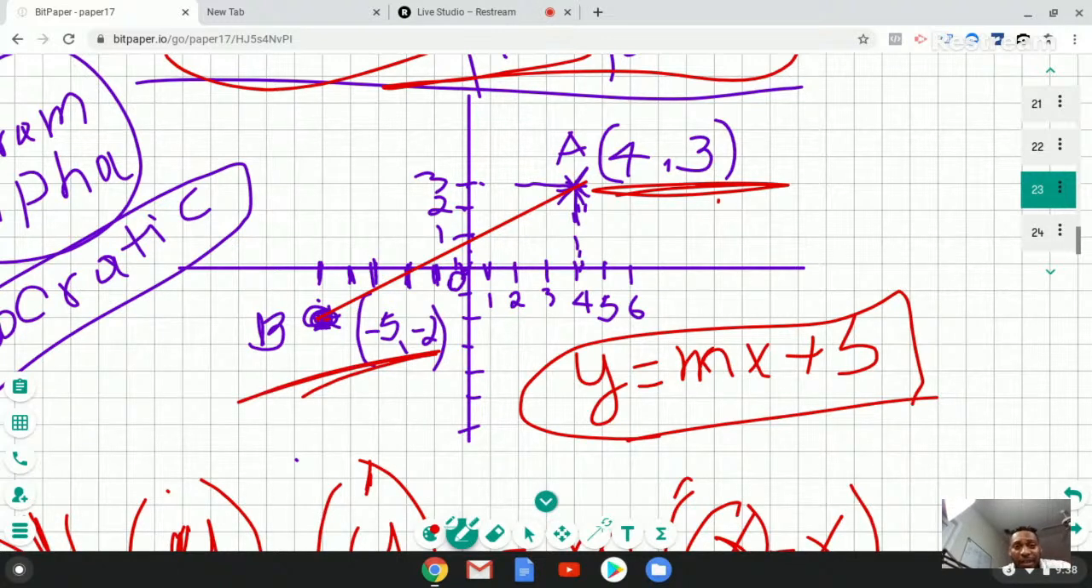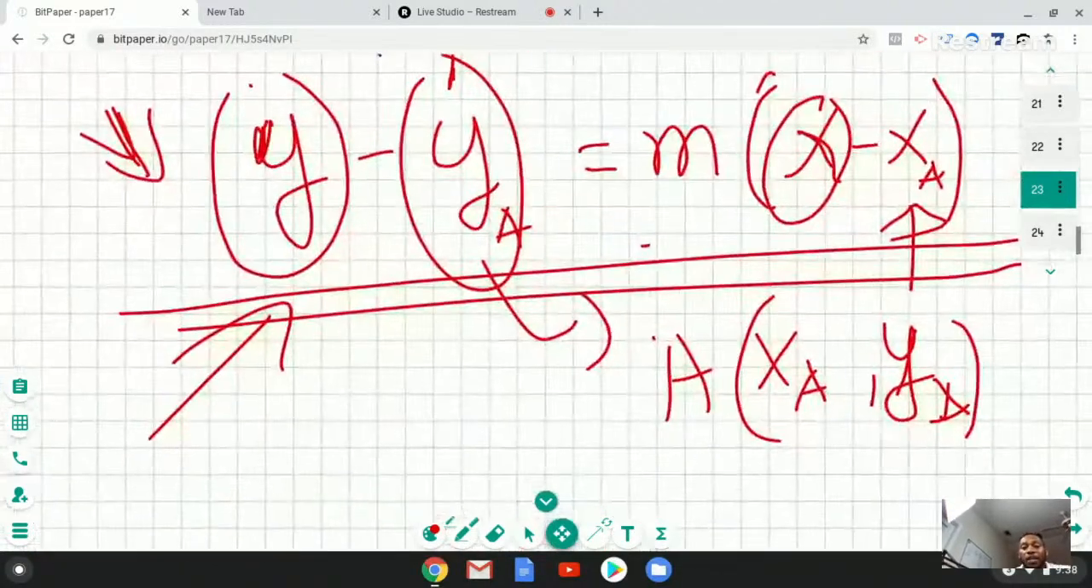So now how do we do this? First off, based on what they say for the equation, we need the value of m, right?